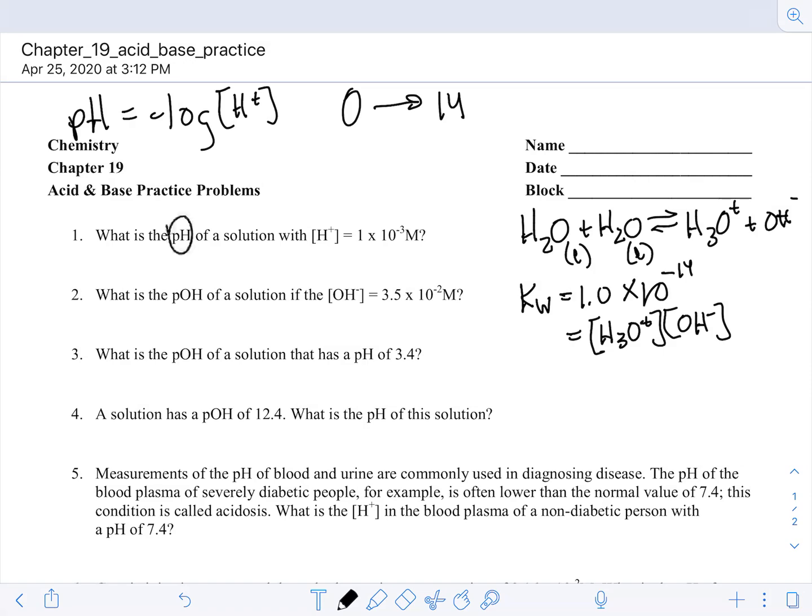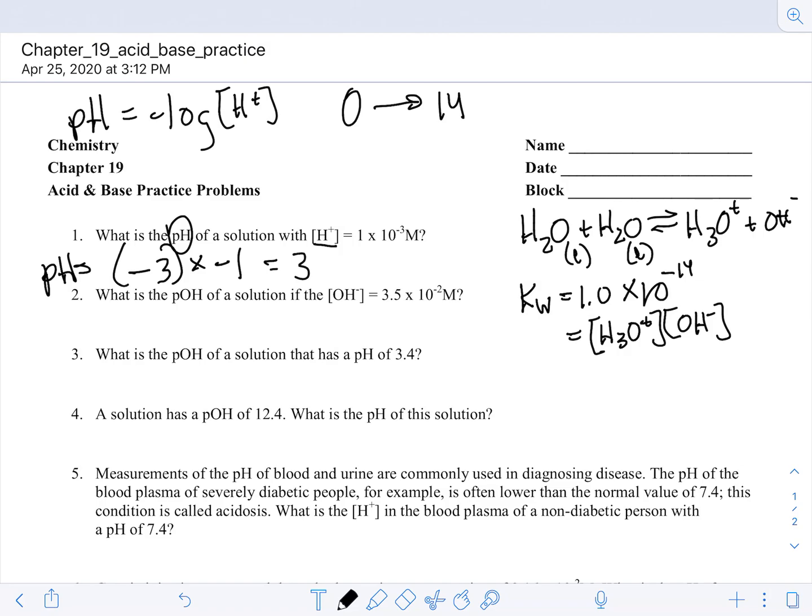So in this very first problem here, we have pH, and notice that they tell us the concentration of H+. So I would take the log of 1 times 10 to the negative third on my calculator, and when I do, I get a -3. Now please remember, pH is the negative log, so -3 times a negative, so the overall pH is 3.